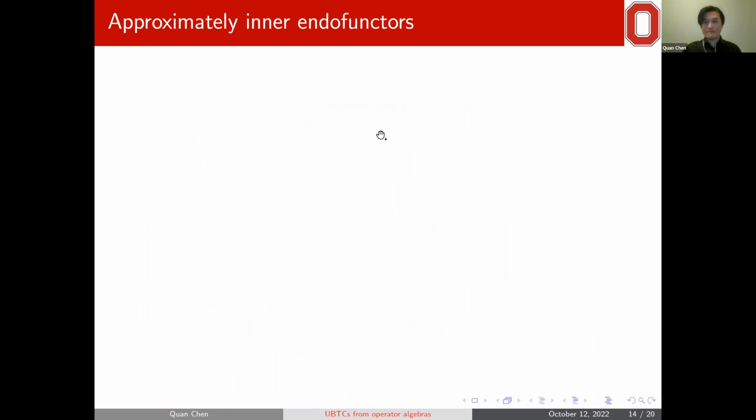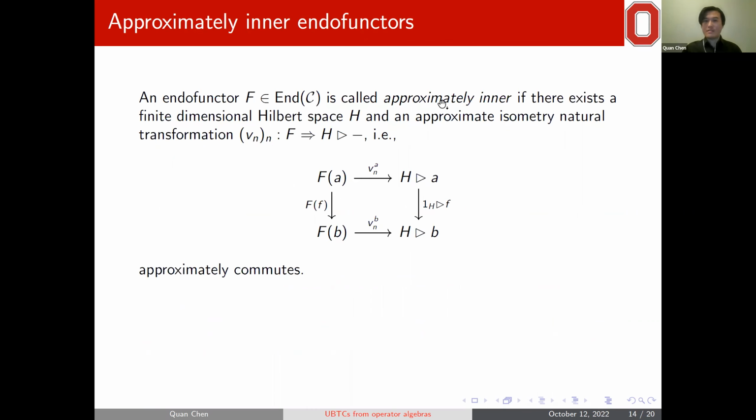is called the approximately inner. An endofunctor F is called approximately inner if there exists a finite dimensional Hilbert space H and an approximate isometric natural transformation V_n from F to the H action. Namely, this diagram is just saying it's an approximate natural transformation, and we want this also isometric. We call this pair, the sequence V_n of approximate transformations and this finite dimensional Hilbert space, the approximating sequence for F.